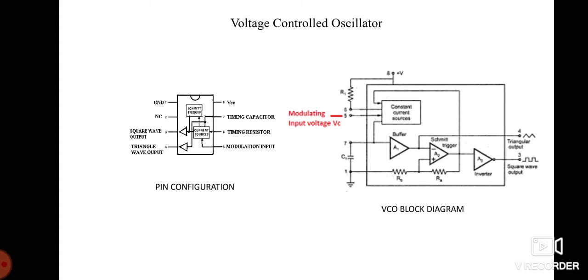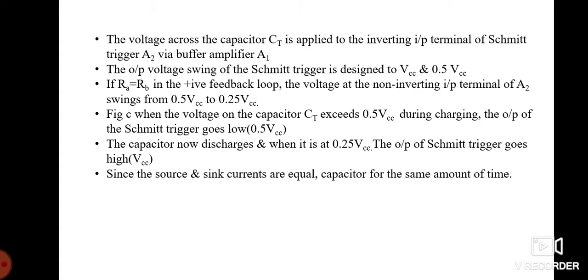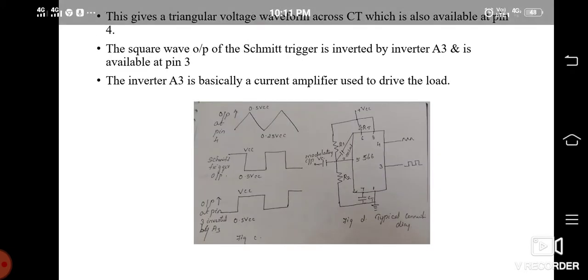Also the voltage across the capacitor CT is applied to the inverting input terminal of the Schmitt trigger via the buffer amplifier A1, and the output voltage swing of the Schmitt trigger is designed to be VCC and 0.5 VCC. Here if RA equals RB in the positive feedback loop, the voltage at the non-inverting input terminal of A2 swings from 0.5 VCC to 0.25 VCC.